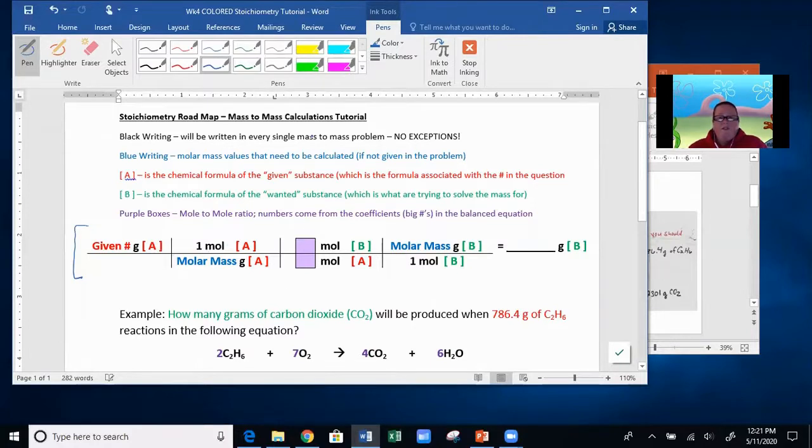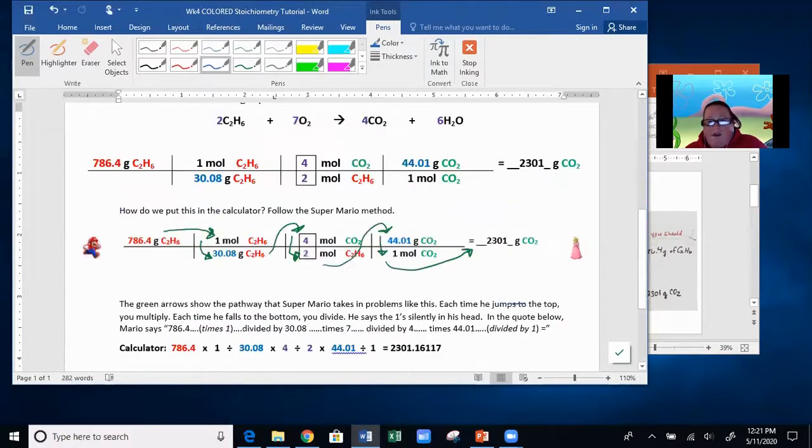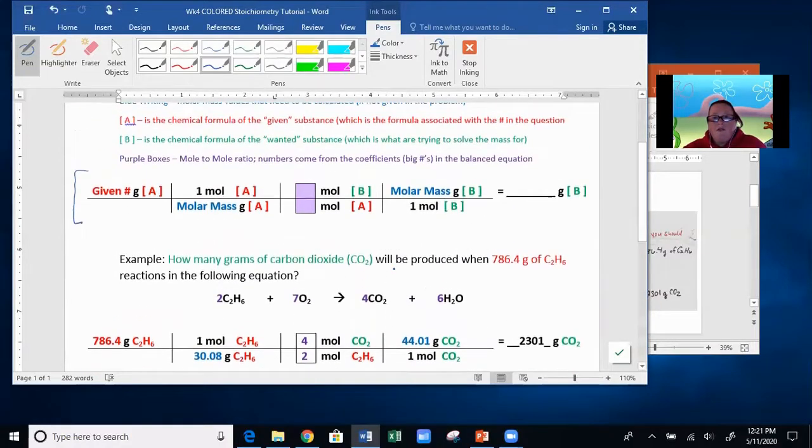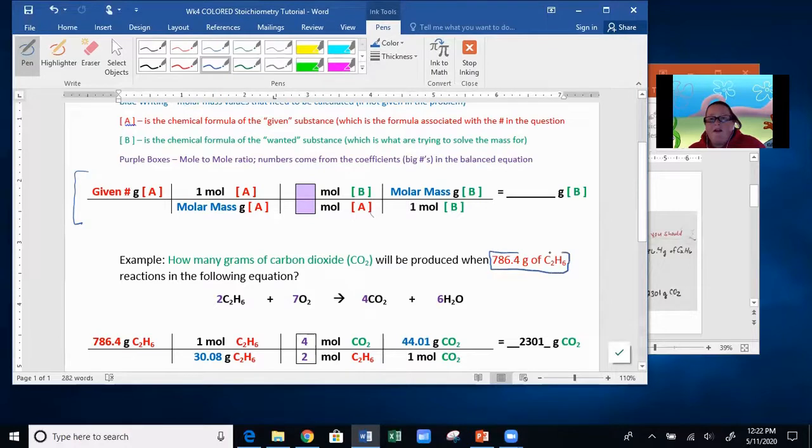Anything having to do with the substance that's given is red. So I look for a number, I put a block around it, and this is going to be my substance A. A is always something that we know a substance about. Now I'm not color coding in this with my ink here. And then the second thing that we're interested in is what there's a question about. So how many grams of carbon dioxide? So that is my B.